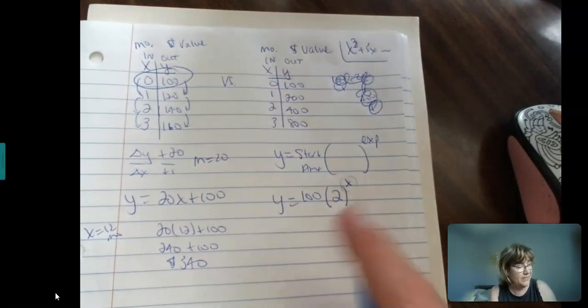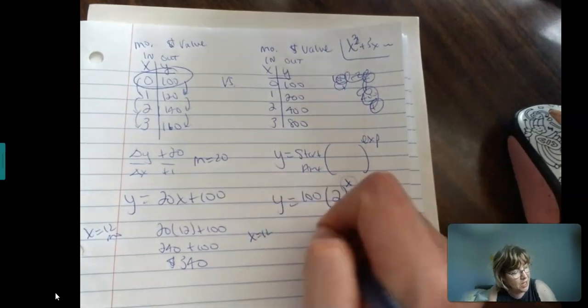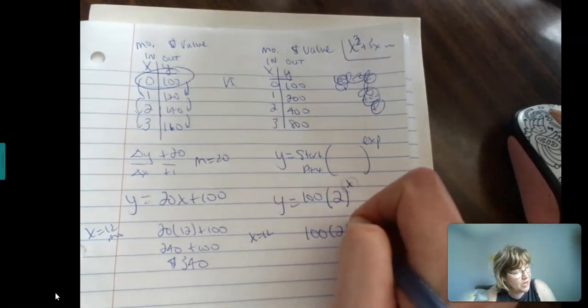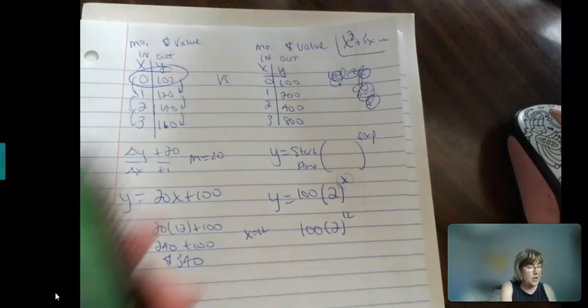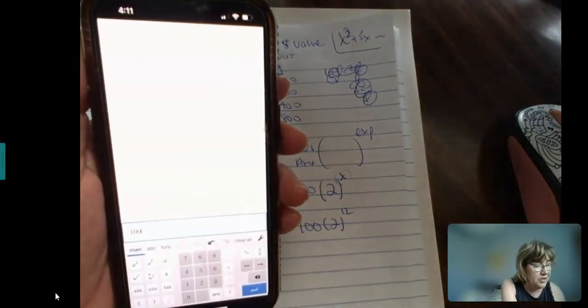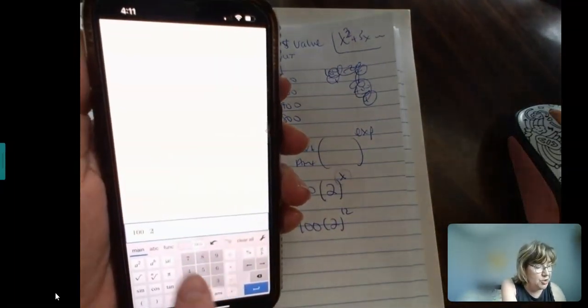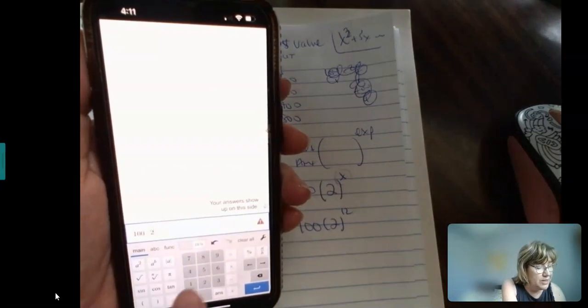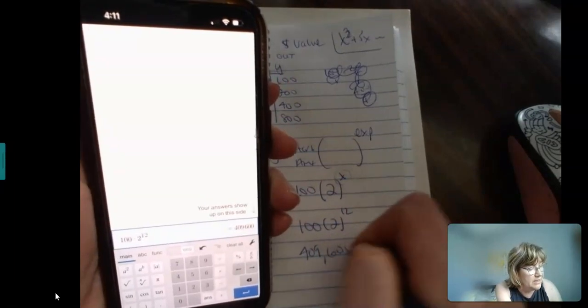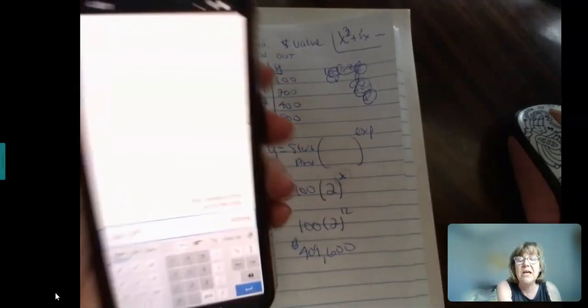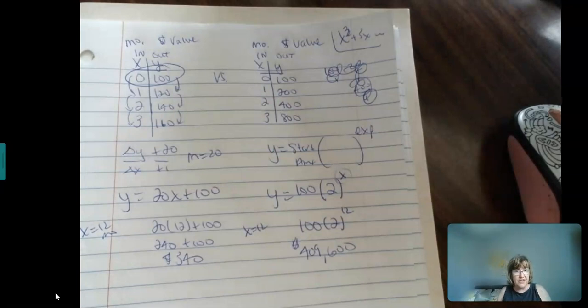So again, if you have this for 12 months, x equals 12. And this is where on the internet, when people say it went viral, it basically went exponential. It's like a virus, right? And it's just going crazy. So if I go on Desmos, I start out with 100 times 2 and raise it to the 12th power. That would be worth $409,600, right? Wouldn't that be lovely? So that is the difference, exponential.